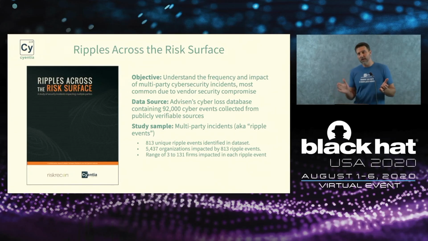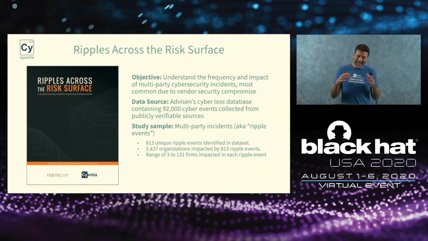So I mentioned a while ago a study that we did called Ripples Across the Risk Surface. This was a joint project between us and Risk Recon. It used the same Advisen cyber loss data set that David just talked about, so I won't go into that in detail again, but we chose a different sample of incidents from that data set for this particular study, given the focus of this being on third-party related risk.